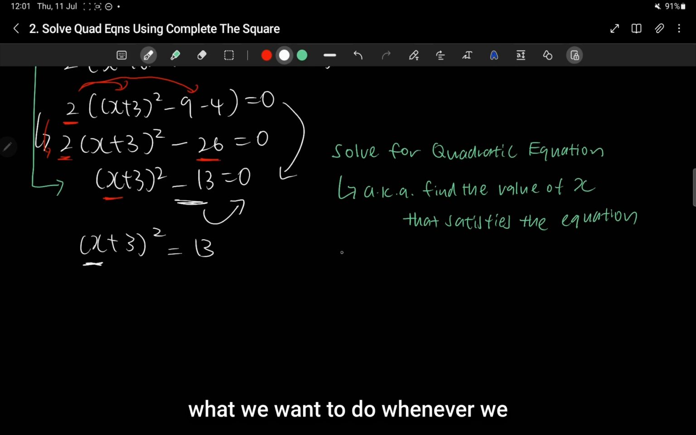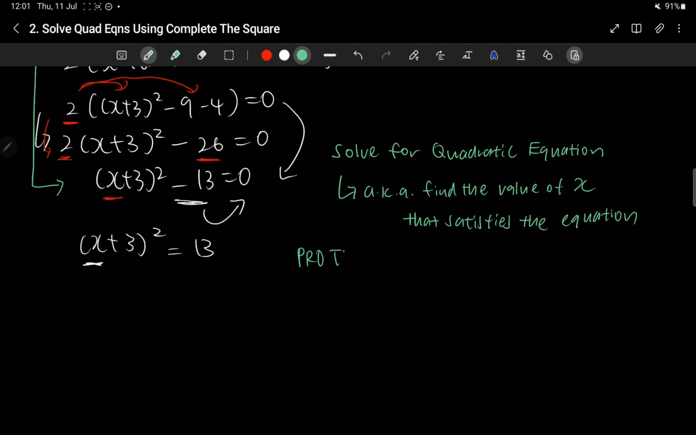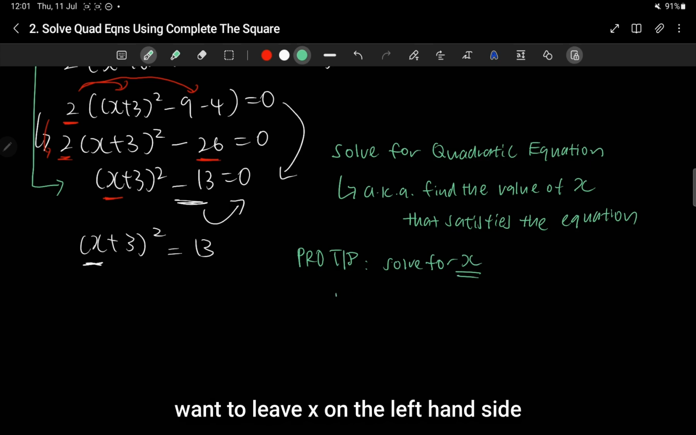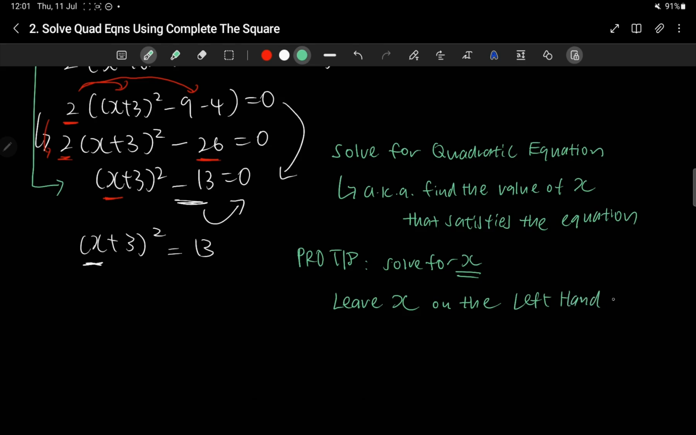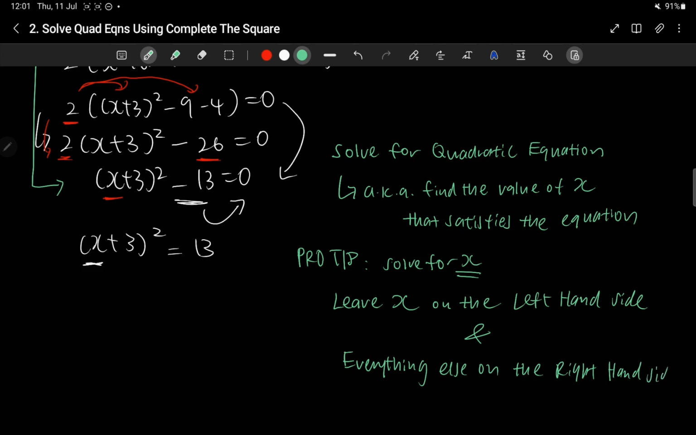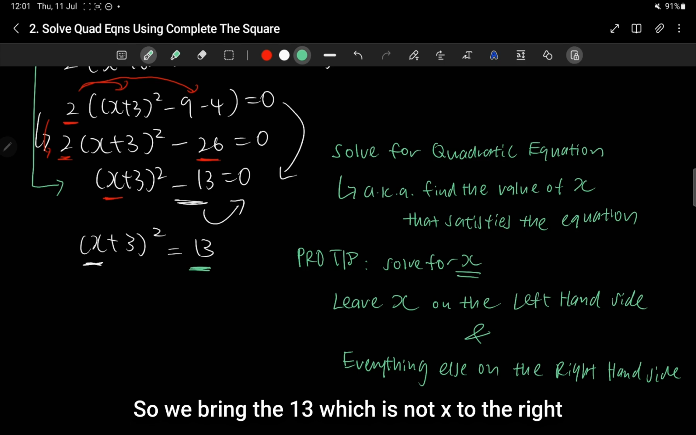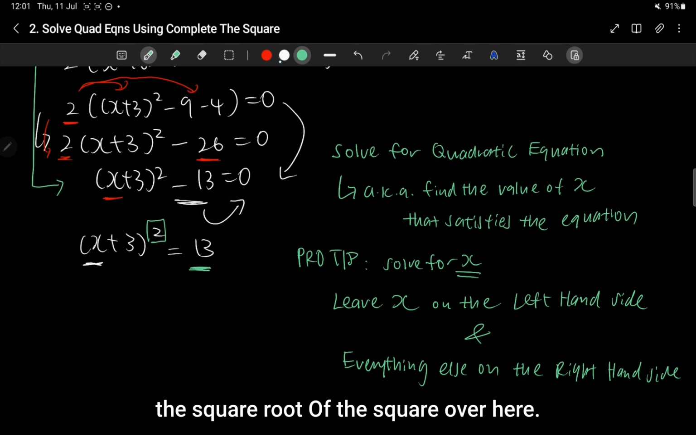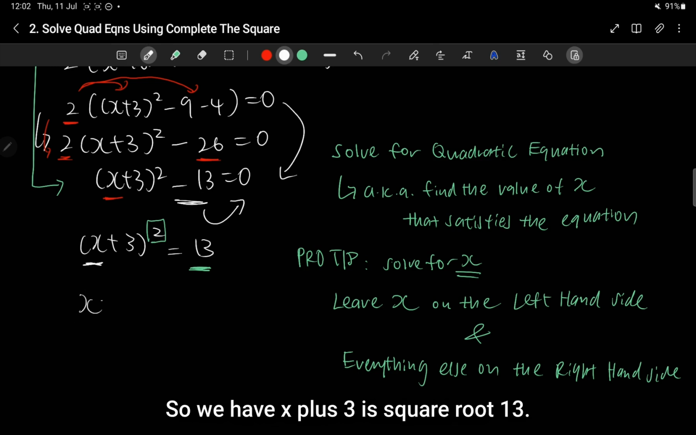Because what we want to do whenever we want to solve for something, right? So pro tip, when you want to solve for x, we want to leave x on the left hand side and everything else on the right hand side. So we bring the 13, which is not x, to the right hand side, and now we are going to remove the square over here. And how do we do that? We square root both sides. So we have x plus 3 is square root 13.